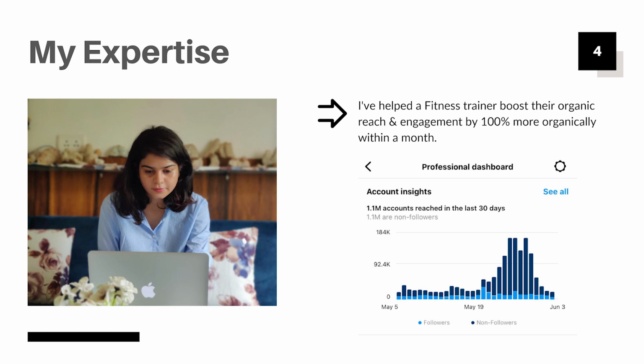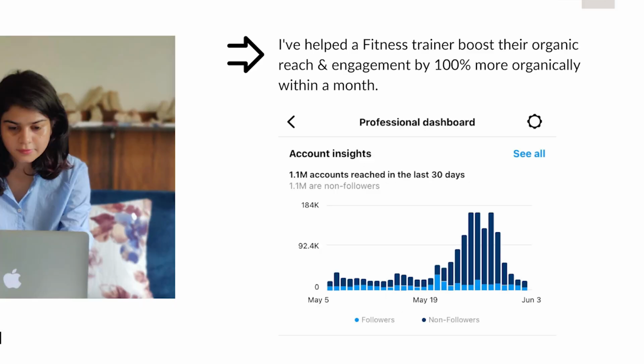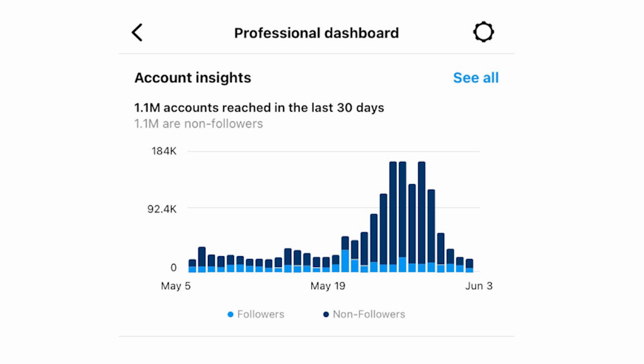Okay, so right now if you're an experienced person, as I have written, I have helped a fitness trainer boost their organic reach and engagement by 100% organically within a month. And this is a screenshot of Instagram Insights, where I'm also showing how I helped her reach 1.1 million accounts organically within a month. Showing these graphs or pie charts or analytics can help a new prospect trust your skills and expertise. It will work as evidence.